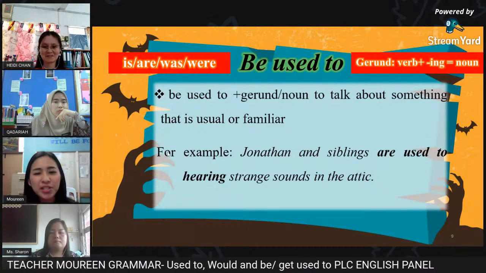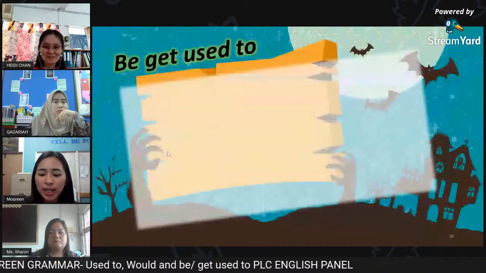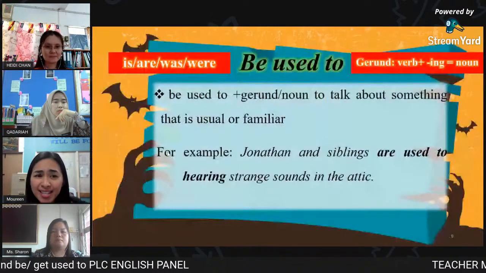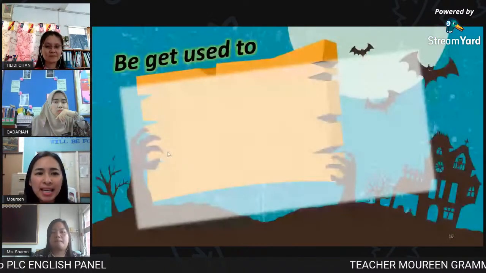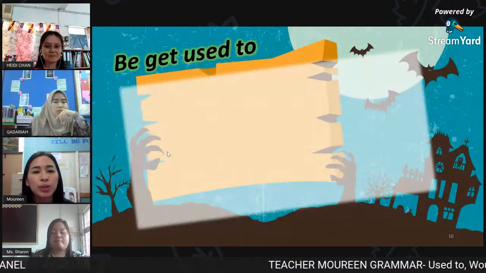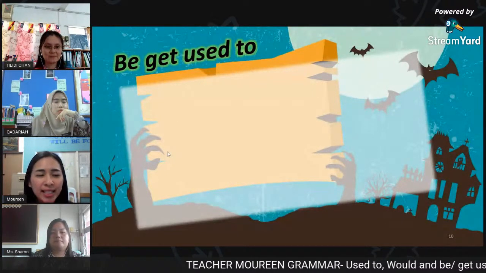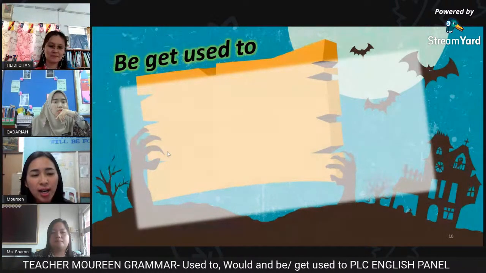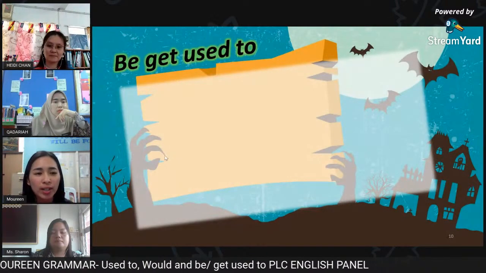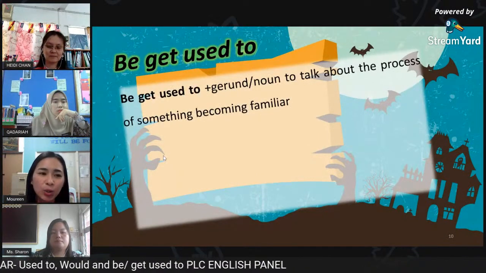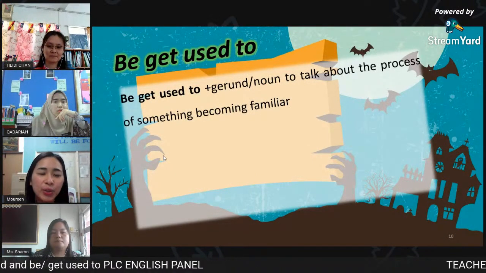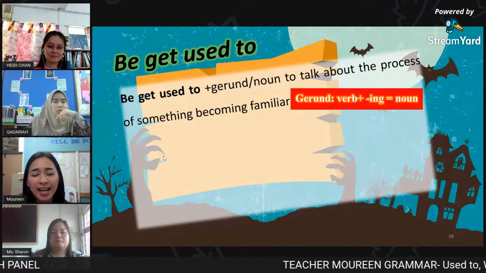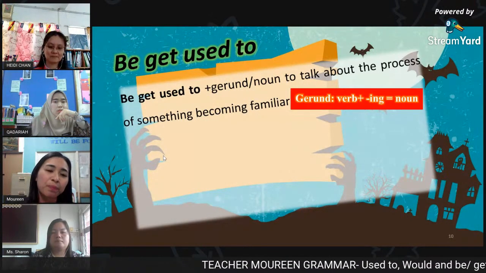How about this one? This one is different, class. Just now, it is be used to. Now, there is a get there. Be get used to. Let's not forget the be again. Be are the auxiliary verbs is, are, was, were. So still you need to put your is, get, used to plus gerund. Remember gerund just now? Verb plus ing, plus noun.